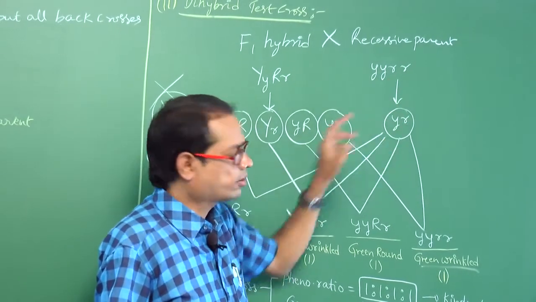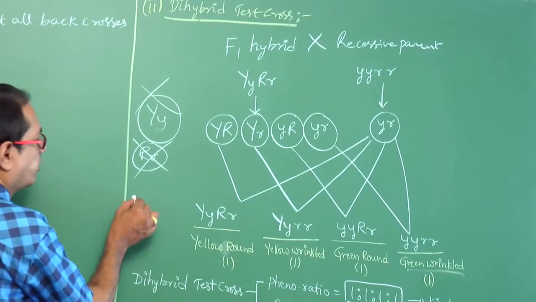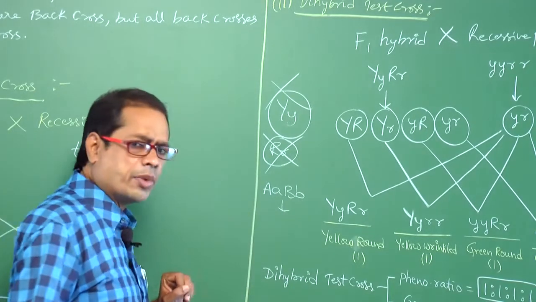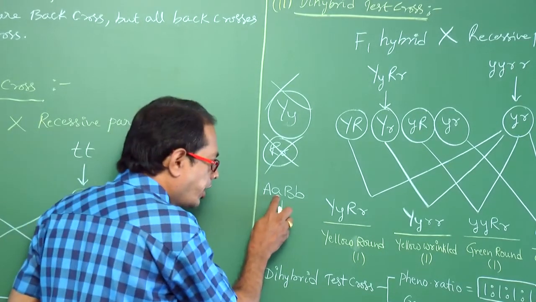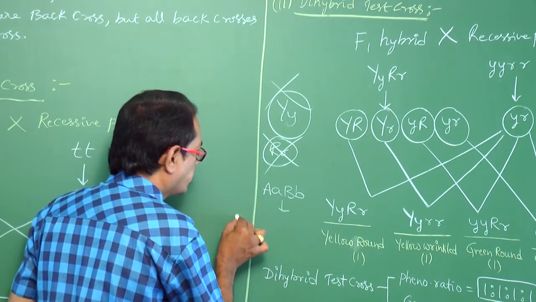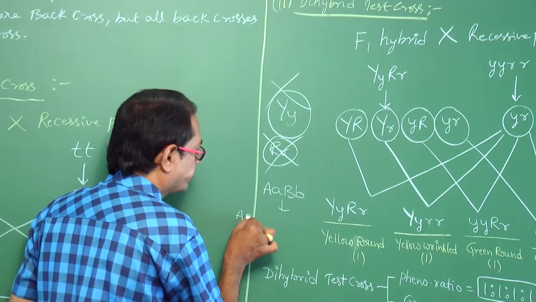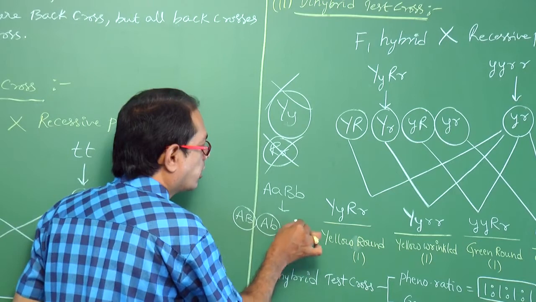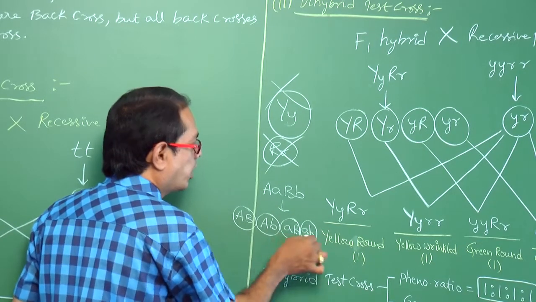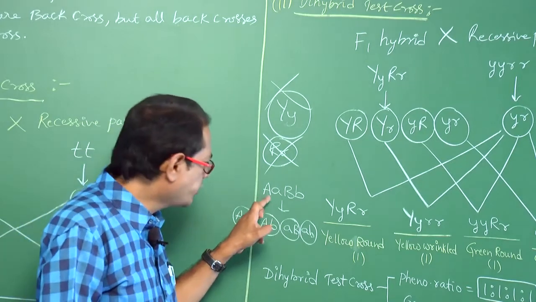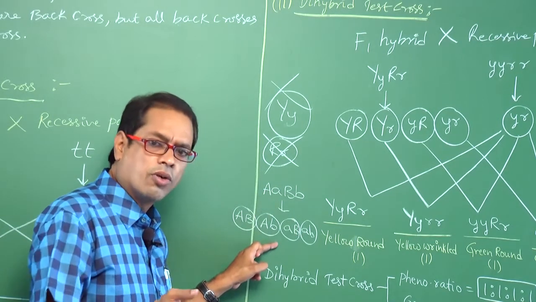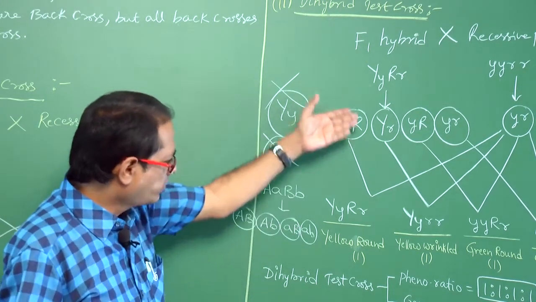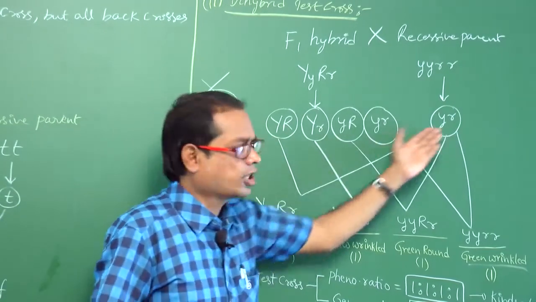Another example I want to explain. If they ask how many types of gametes this produces, this is one hybrid, this is another hybrid. So that is capital A capital B, capital A small b, small a capital B, small a small b, like that we have to take. If this is the dihybrid, what types of gametes does it produce? 4 types of gametes it can produce. Okay, right.